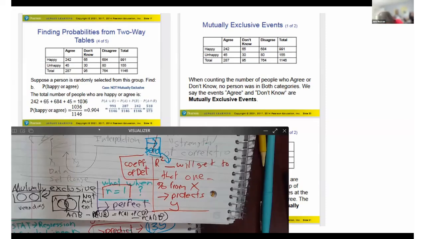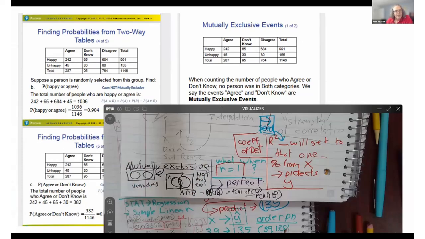We're almost there. We're wrapping it up. This has been a whirlwind because we're trying to get all this together. Mutually exclusive defined right here. Any questions on mutually exclusive? You can type them in the chat. Let me check.